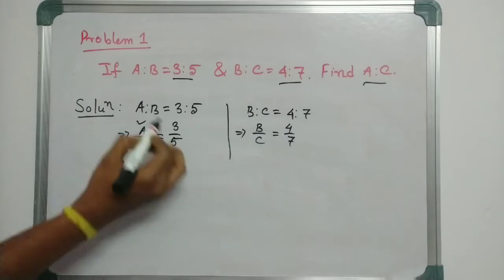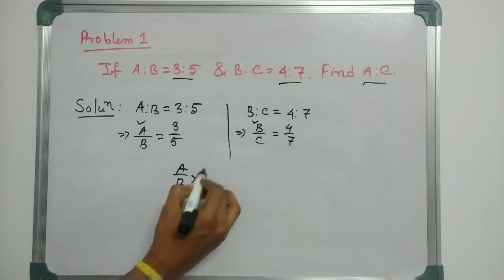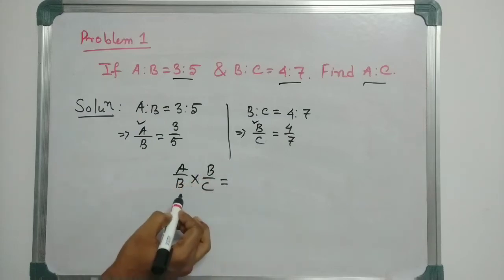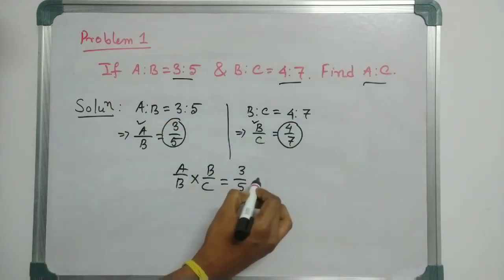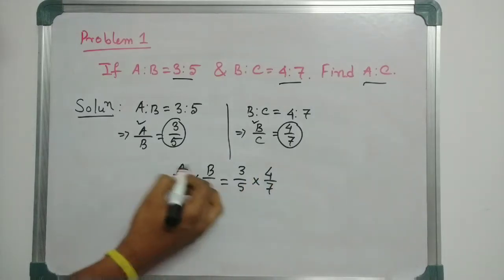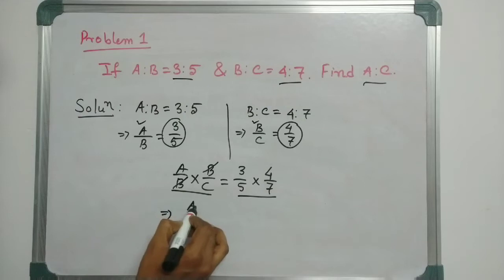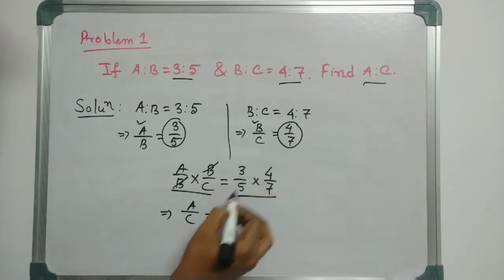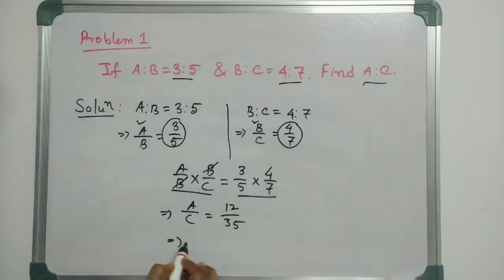Now, if we multiply this A by B and this B by C, what will we get? A by B into B by C will be equal to 3 by 5 multiplied by 4 by 7. Because the left-hand sides have been multiplied, the right-hand sides will also be multiplied. So this B will get cancelled, and A by C will remain. 3 into 4 is 12 and 5 into 7 is 35. So A is to C equals 12 is to 35, and this is the answer.